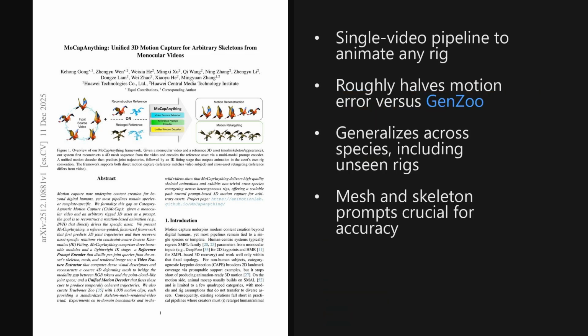I'm Alex. Today we are looking at a paper trending on X, published on December 11th, 2025, about 2 days ago. It introduces a system that turns a single regular video into animation-ready three-dimensional motion for almost any rigged character, and it beats a prior method called Gen Zoo on the CD skeleton benchmark, cutting error from 0.4466 to 0.2354 on quad rigs, and from 0.4740 to 0.2821 on non-quad rigs.